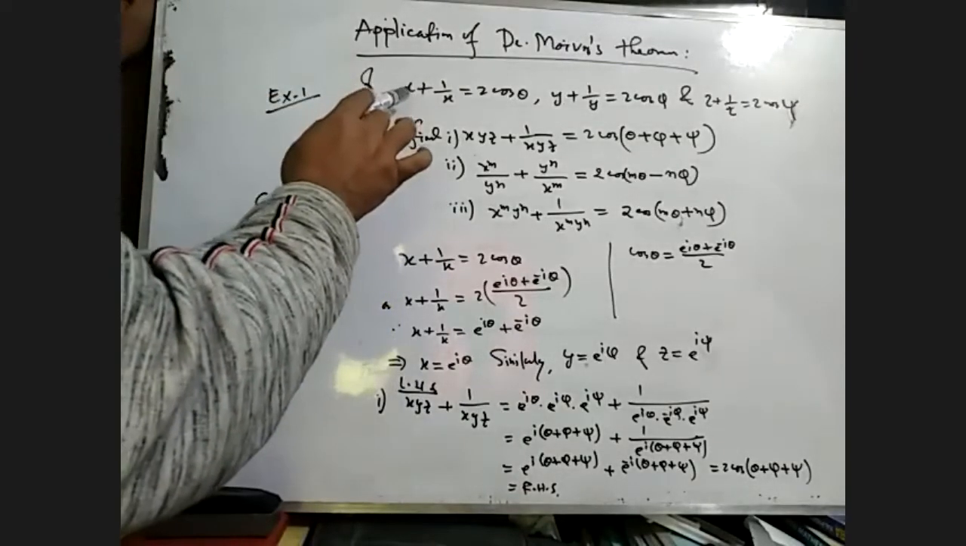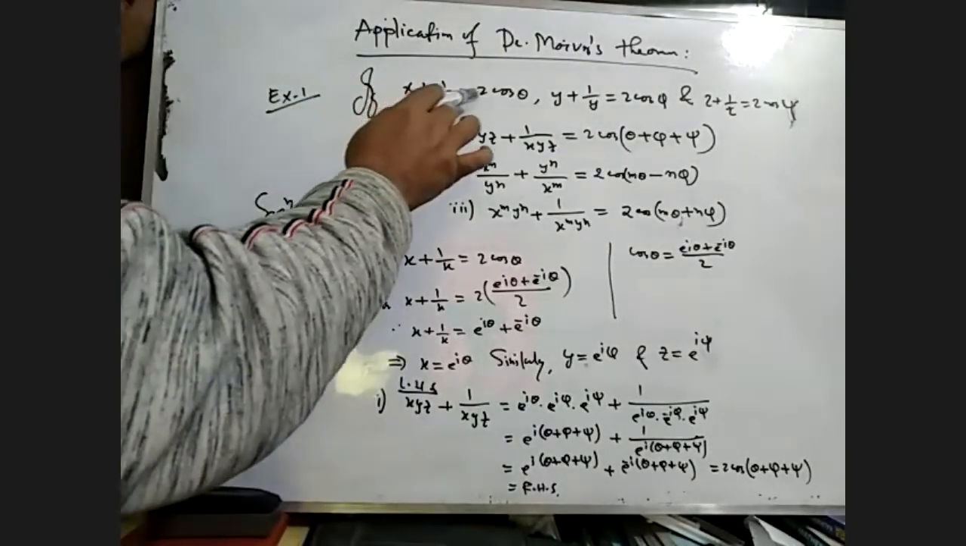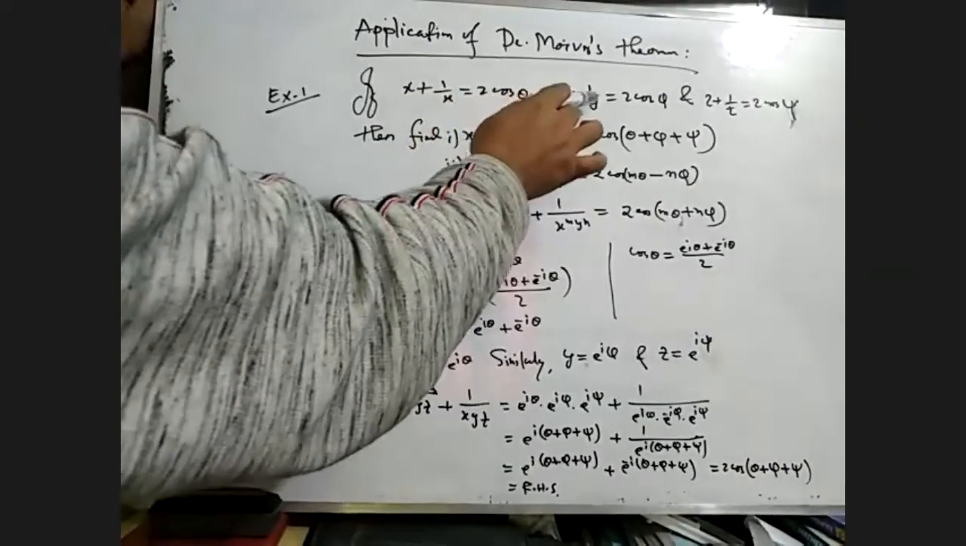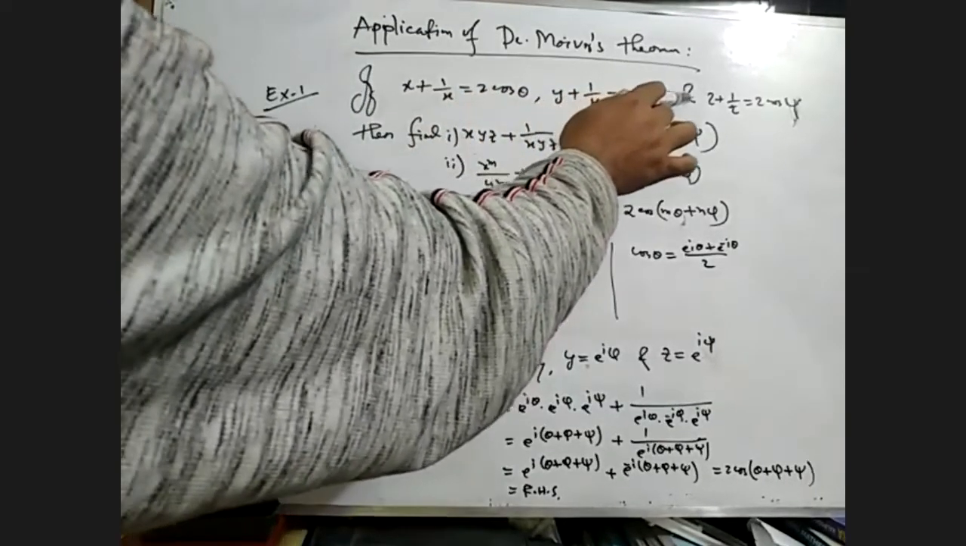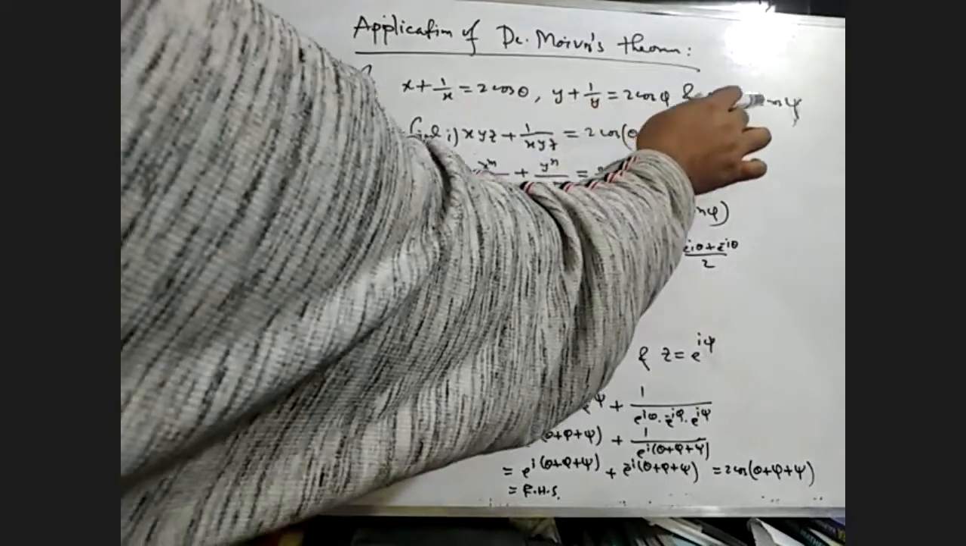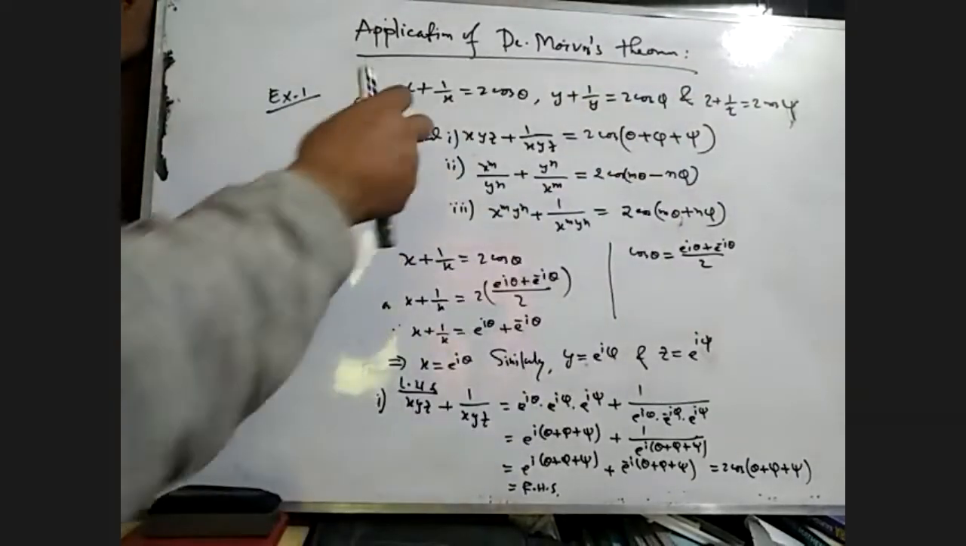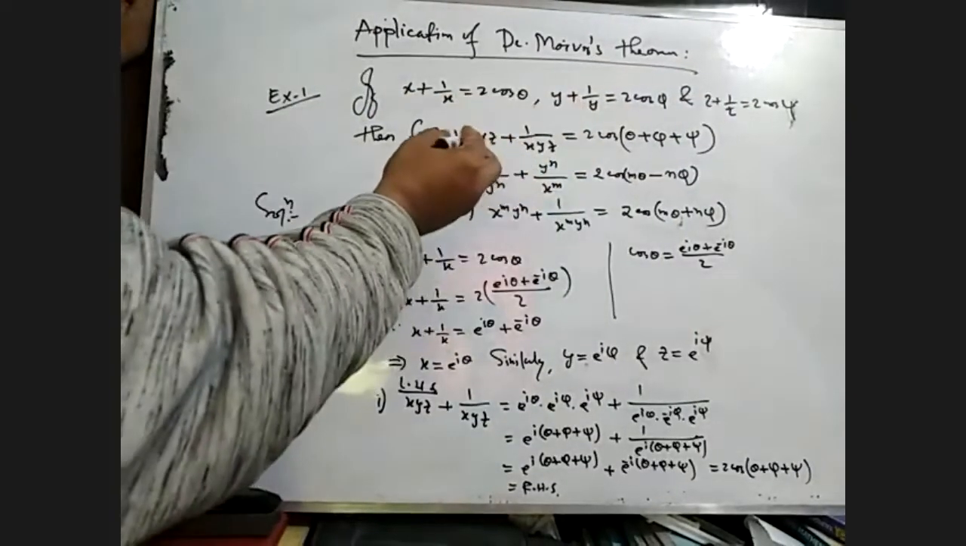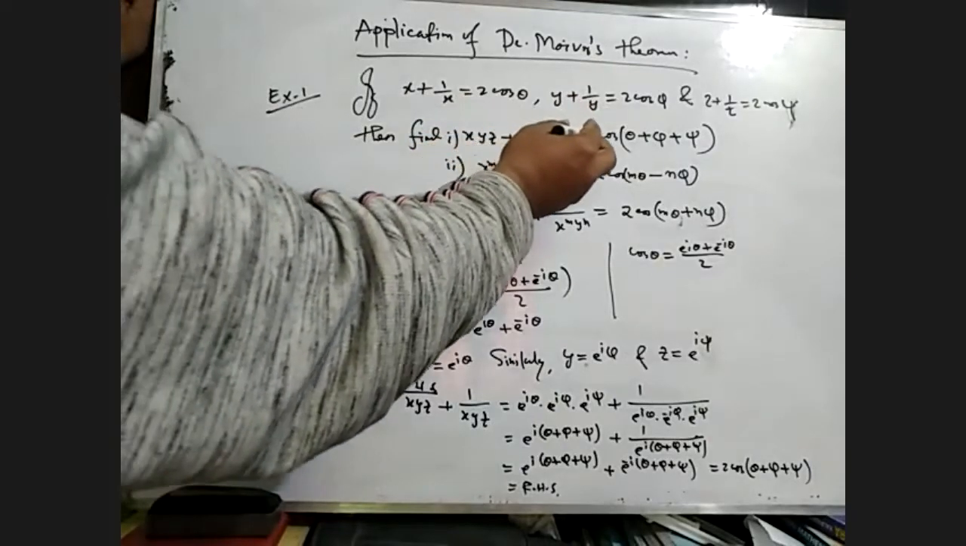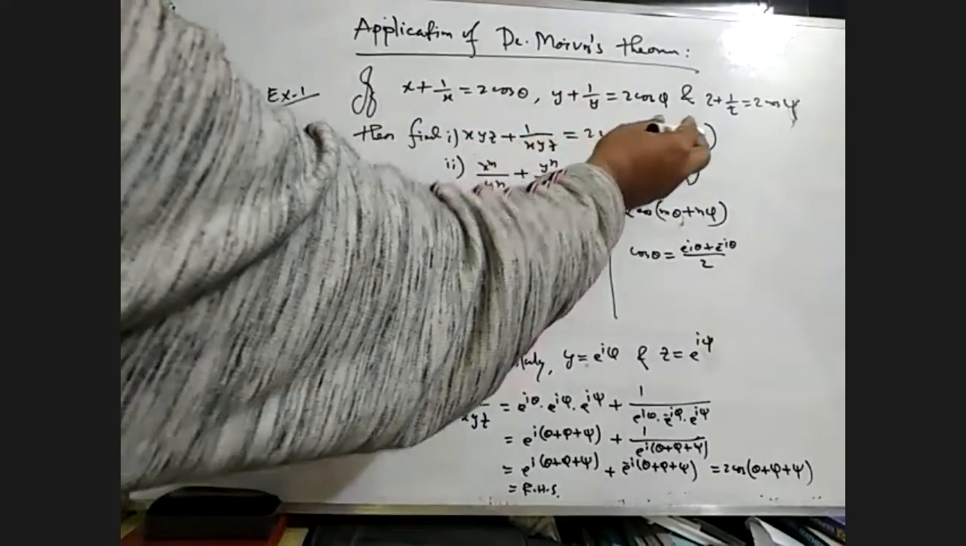If x plus 1 by x equals twice cos theta, y plus 1 by y equals twice cos phi, and z plus 1 by z equals twice cos psi, then you have to find these three values. That means xyz plus 1 by xyz equals twice cos of theta plus phi plus psi.